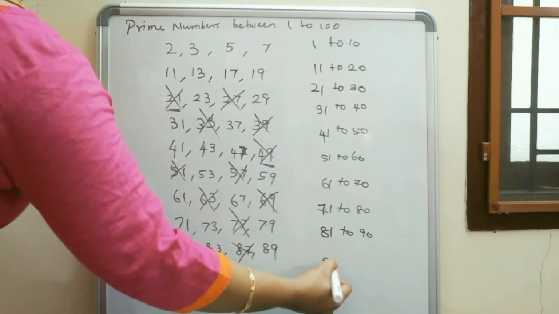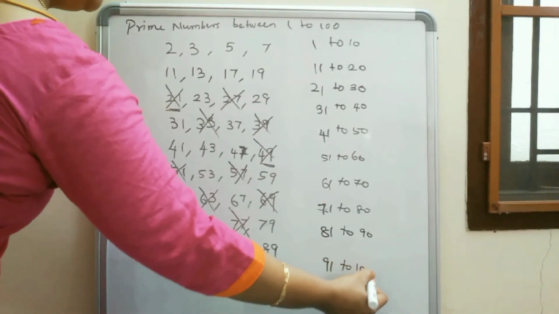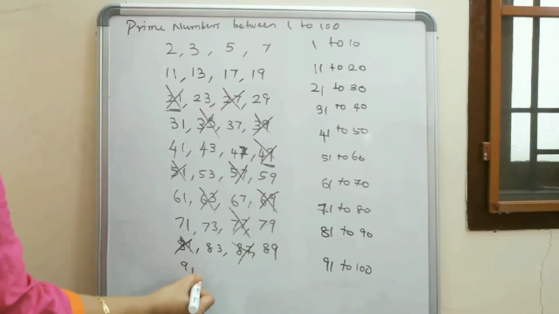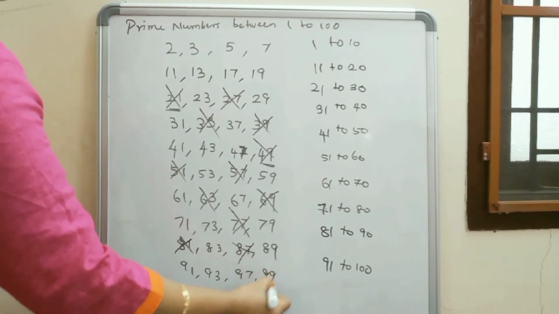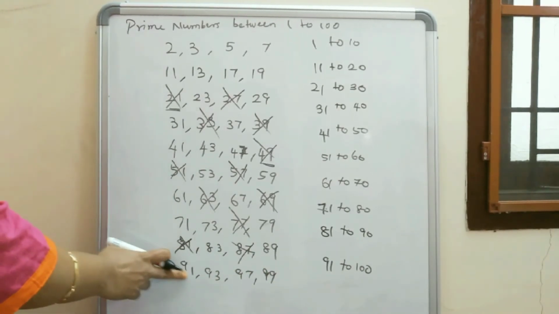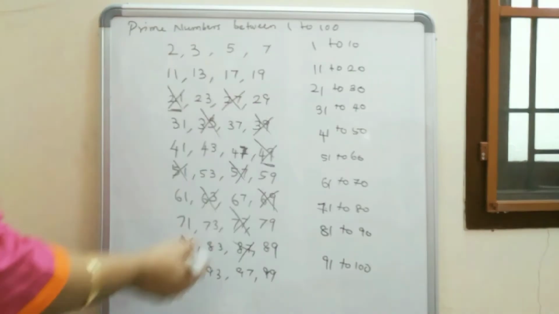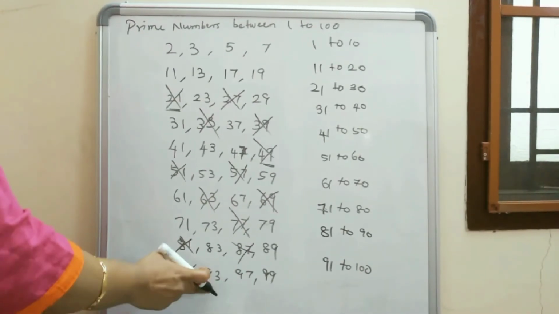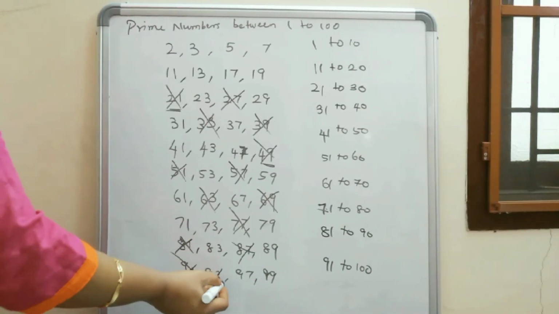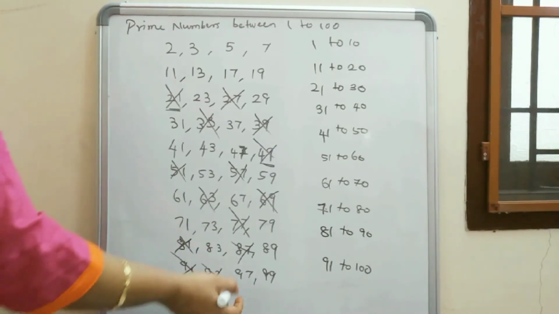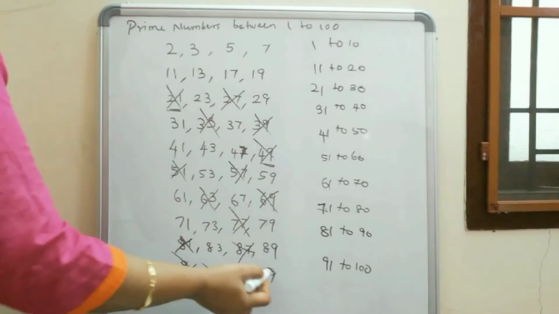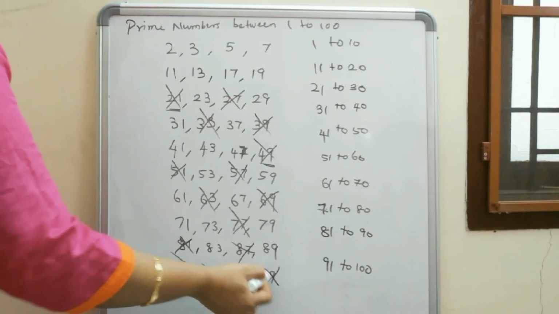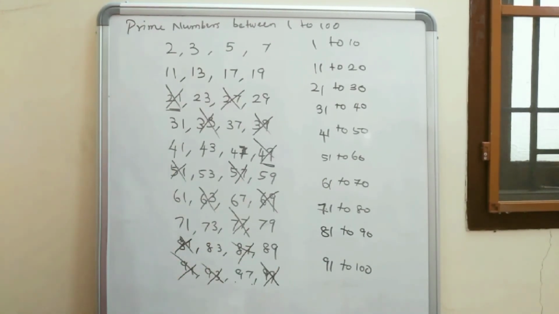Next we are going to consider the numbers between 91 to 100, that is 91, 93, 97 and 99. Now 91 is divisible by 7, so it is not a prime number. 93 is divisible by 3, so it is not a prime number. 97 is a prime number. 99 is divisible by 3, so it is not a prime number.